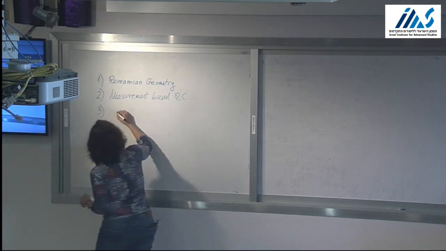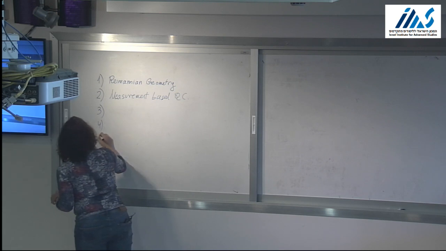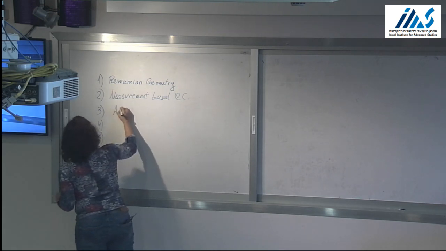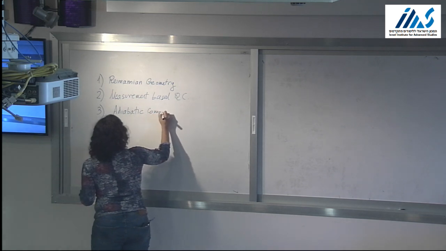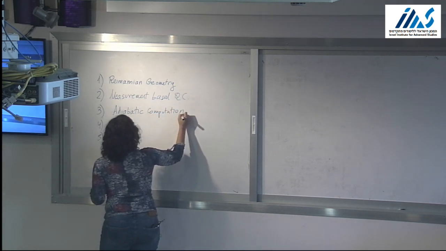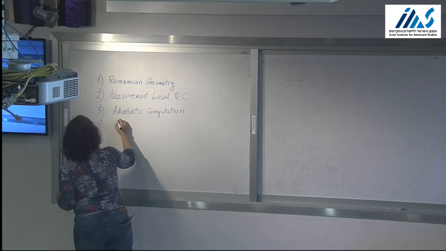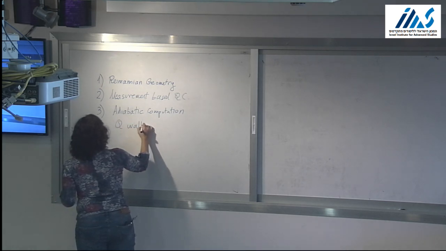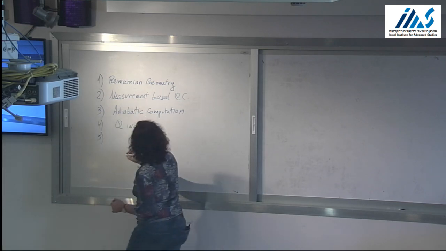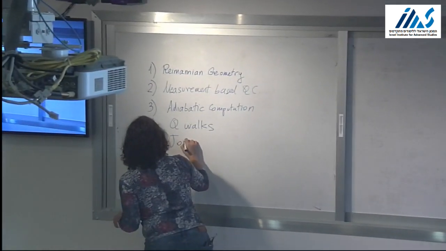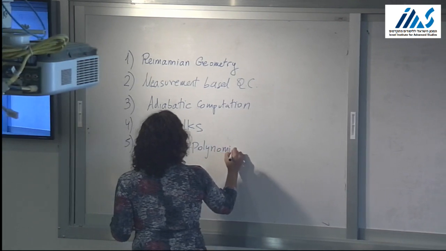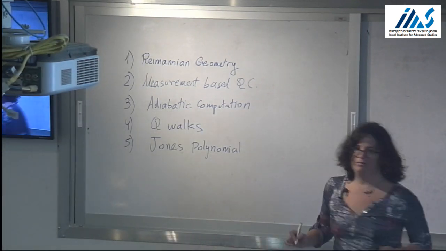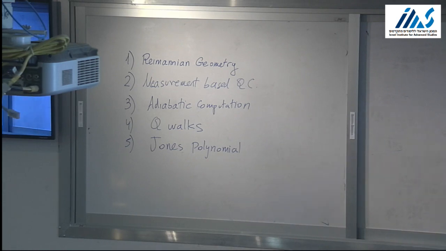Now there are three other models that I wanted to mention. One is adiabatic computation. This is tightly related to a model of quantum walks. Both are universal. And then the Jones polynomial, which has to do with knots. Let me spend a few minutes on each one of them.